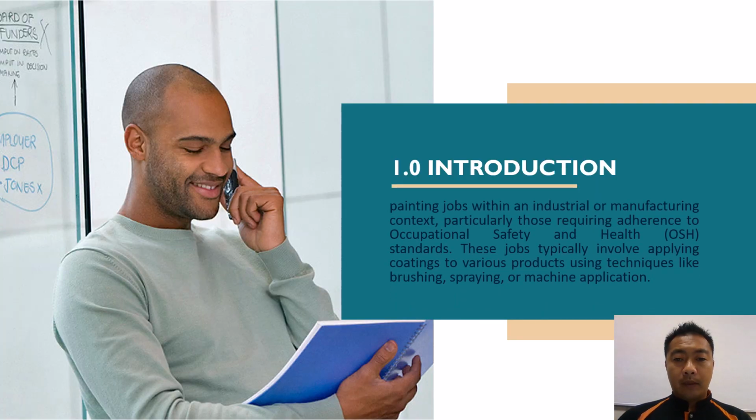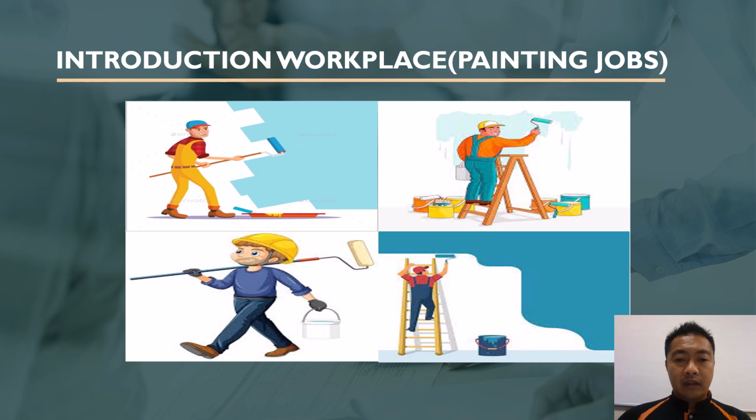Introduction. Painting job within an industrial and manufacturing context, particularly those requiring adherence to occupational safety and health (OSH) standards. This job typically involves applying coating to various products using techniques like brushing, spraying, or machine application. This is an example of workplace PPE. Introduction: workplace painting job.